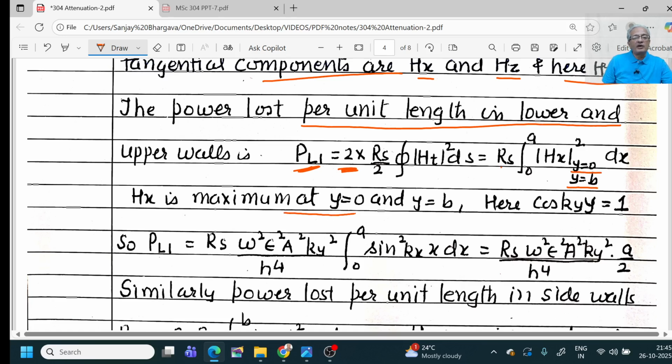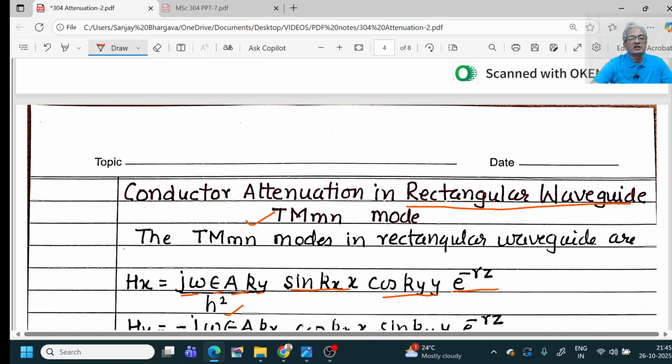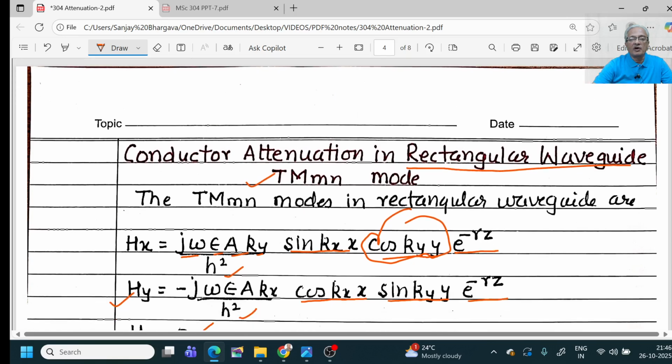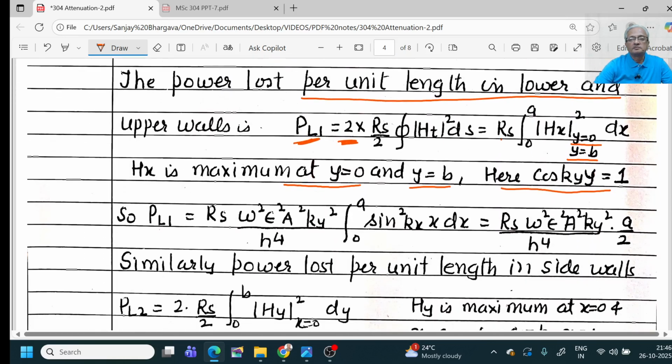Hx has its maximum value at y is equal to 0 and y is equal to b. Here cos ky y would be equal to 1. So we need the maximum value of Hx. So just see, Hx is here. So when y is 0, cos 0 would be 1. So for the maximum value of Hx, this factor, that is cos ky y, has to be 1. That is what we have shown here. Cos ky y would be equal to 1.